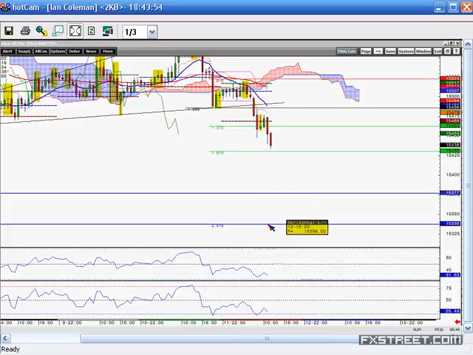a bounce, rejection candles, reversal candles in this zone. This is what it's going to be, a 40 pip zone, I suppose. Okay.